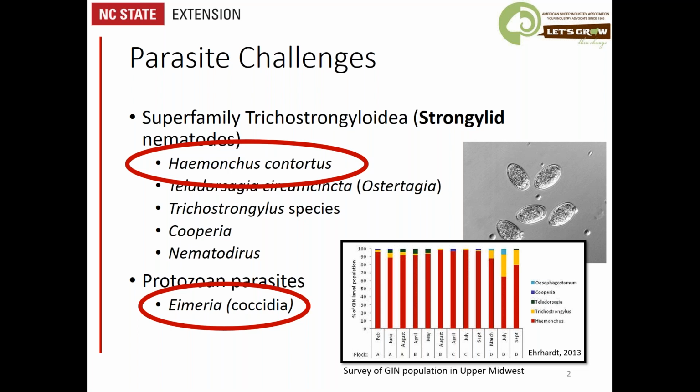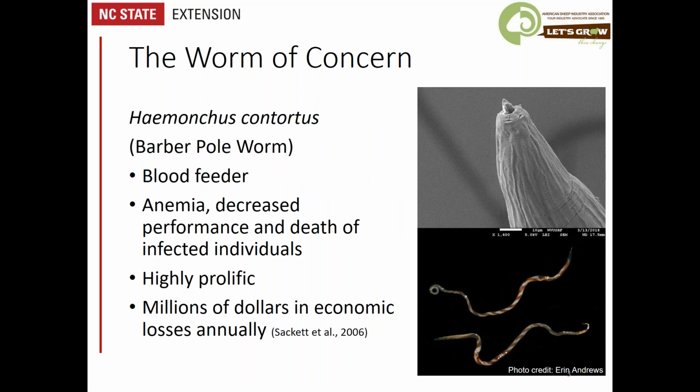And so this worm is the one that we are most concerned about. By and large, it's going to cause most of our problems, and is the one that we place a lot of focus on. And so that's why for the remainder of today's talk, I'm going to focus primarily on Haemonchus or the barber pole worm, although the management strategies that we discuss and the tools that can be utilized are relevant for a number of our other parasites as well.